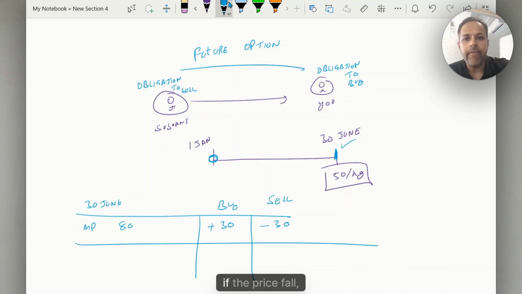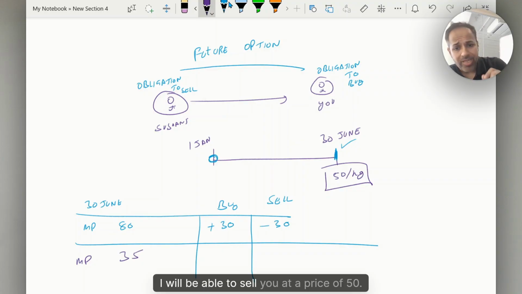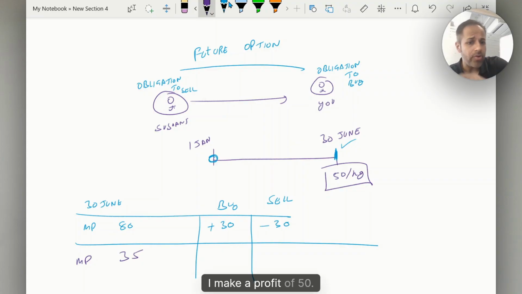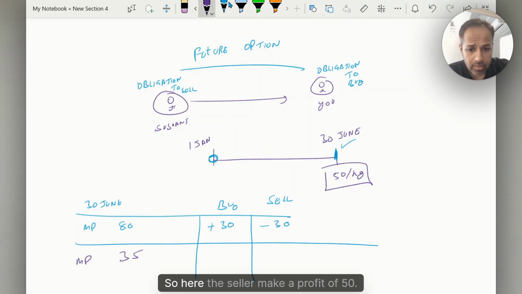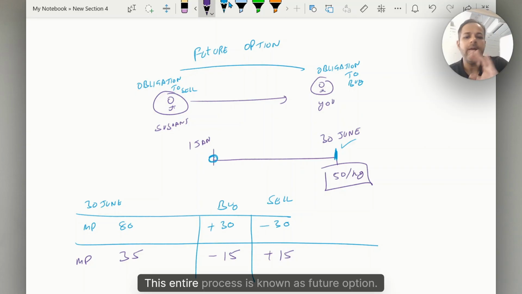Similarly, if the price falls, if the market price becomes 35, let's say, something that is worth 35, I will be able to sell to you at a price of 50. I make a profit of 15. So here the seller makes a profit of 15 and the buyer makes a loss of 15. This entire process is known as future option.